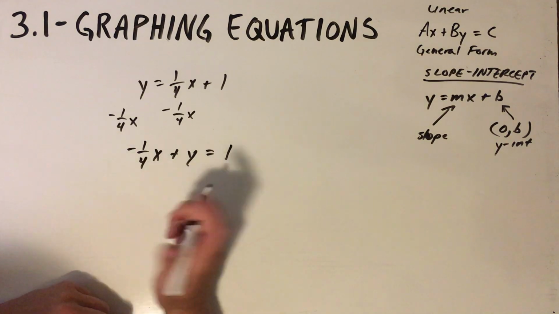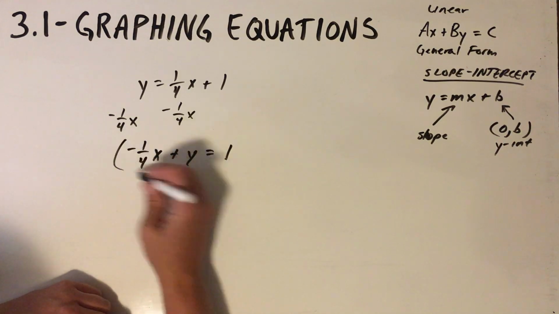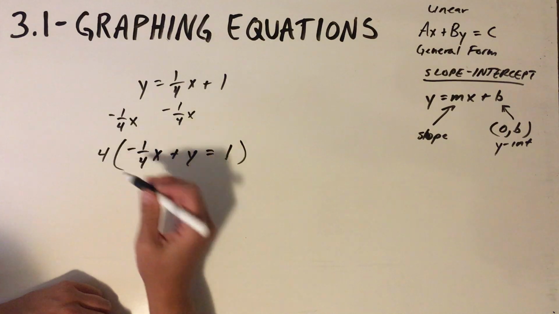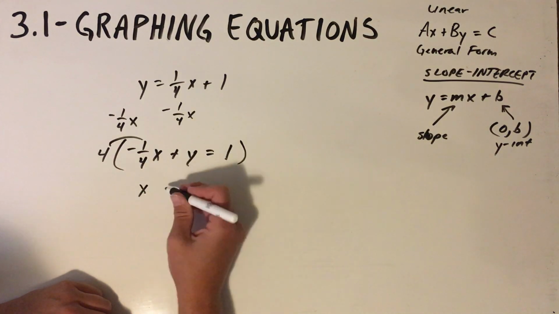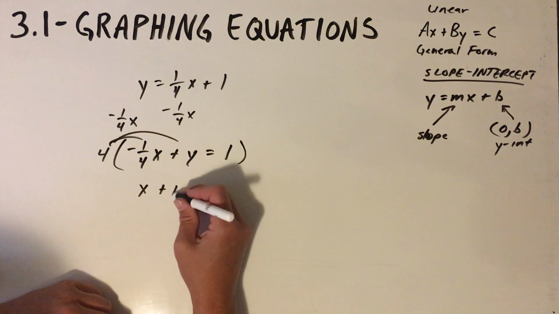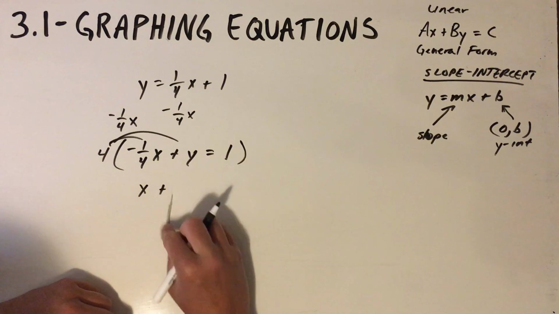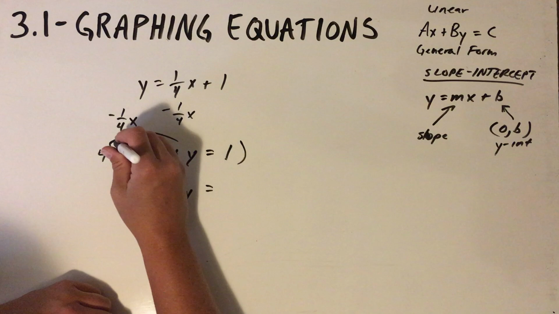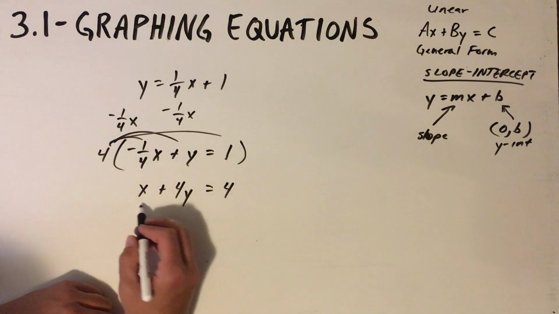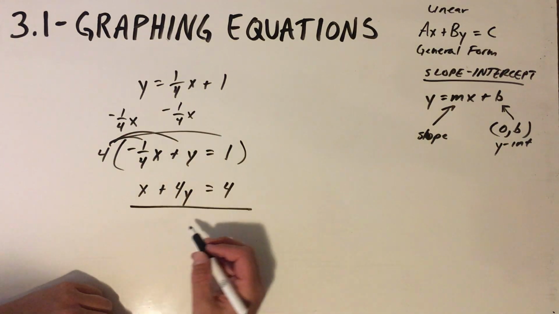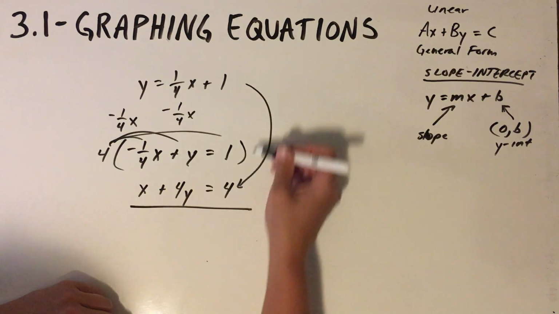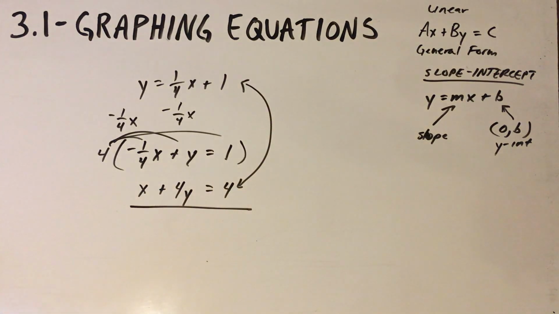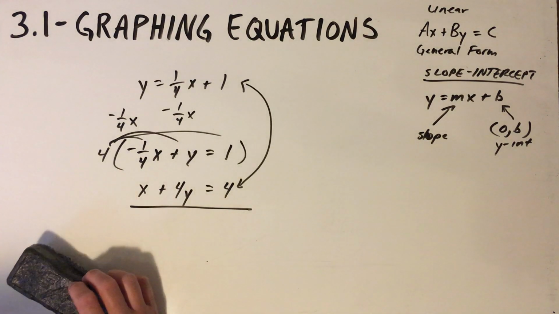And I want this coefficient to be a whole number, so I would go ahead and multiply this entire equation by 4 and get that x plus 4y is equal to 4. And this would be the standard form here. So this one we went from slope-intercept to standard form. Okay, so this is how you manipulate the equations back and forth.